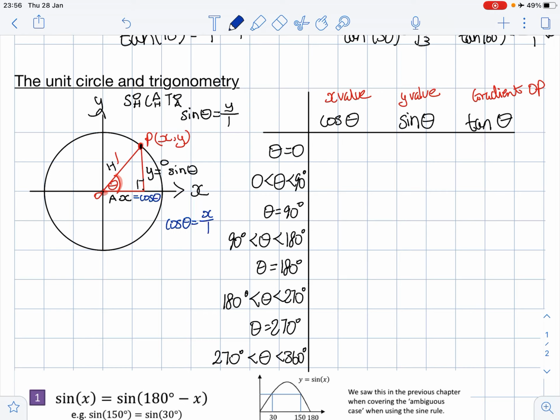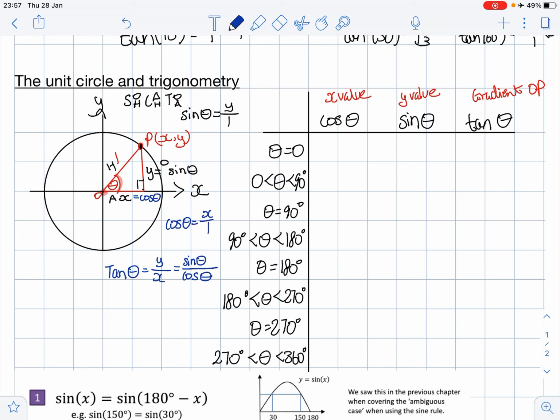Then we look at tan. We were taught that tan is the opposite over adjacent. So tan theta is the opposite, which is our y, over our adjacent, which is x. And we just found out y is the same as sin theta, and x is the same as cos theta.